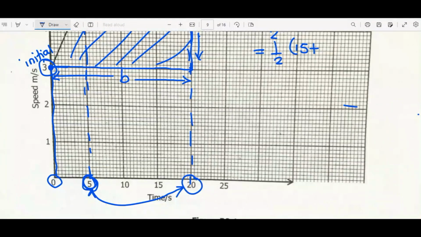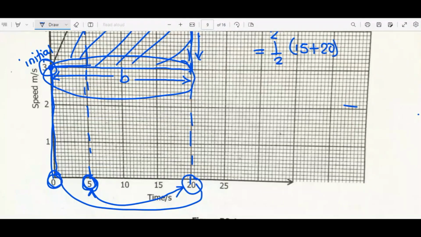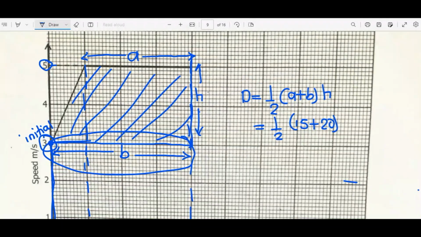What of our B? The B is starting from 0 up to this. Since we are dealing with this point here, this is our B. So B is equal to 20. Now what of our height? Height, we are starting from here up to here, which is the difference between 3 and 5, just 2. So we can just cancel 2 here, we cancel 2 here. 15 plus 20 is 35 meters. So this is our distance. So this is how we can answer this question.